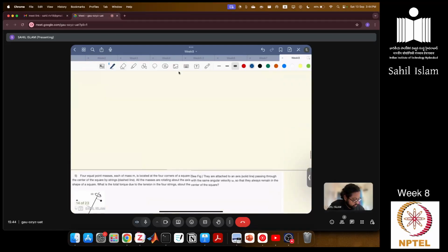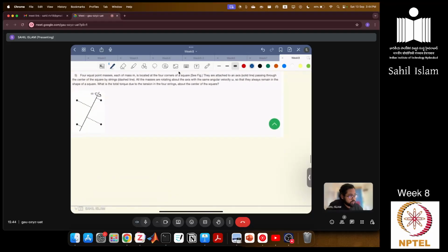Okay, so that was question 4. Now next is also a very easy question. It says that 4 equal point masses are located at the 4 corners of a square. So you have a point mass here, here, here, and here. It's not straightforward to imagine from this diagram, but the 4 corners of the square are attached to an axis passing through the center of the square by strings.